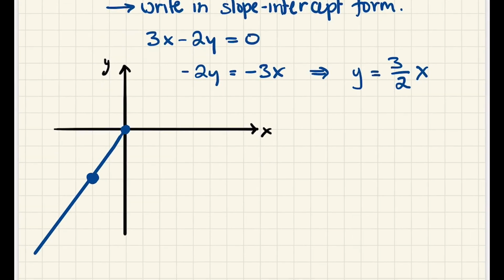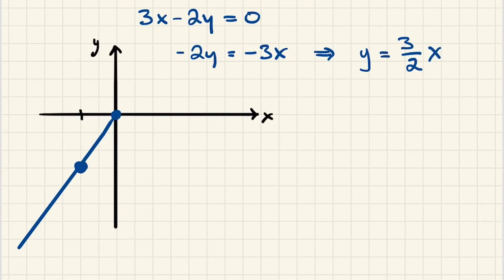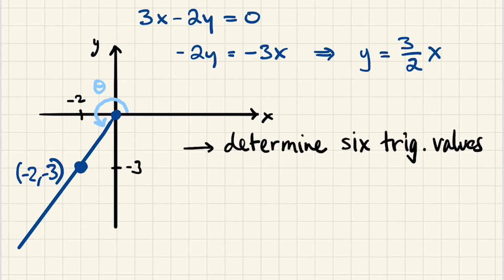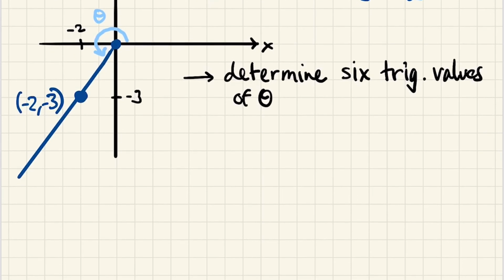Okay, also we can identify the coordinates of that point, which are (-2, -3). So we have our x, y value given. And our theta in standard position would be that angle there, which we can see is a 3rd quadrant angle. So now we'll just determine the 6 trigonometric values. But wait, we need r first. Okay, let's quickly figure out r.